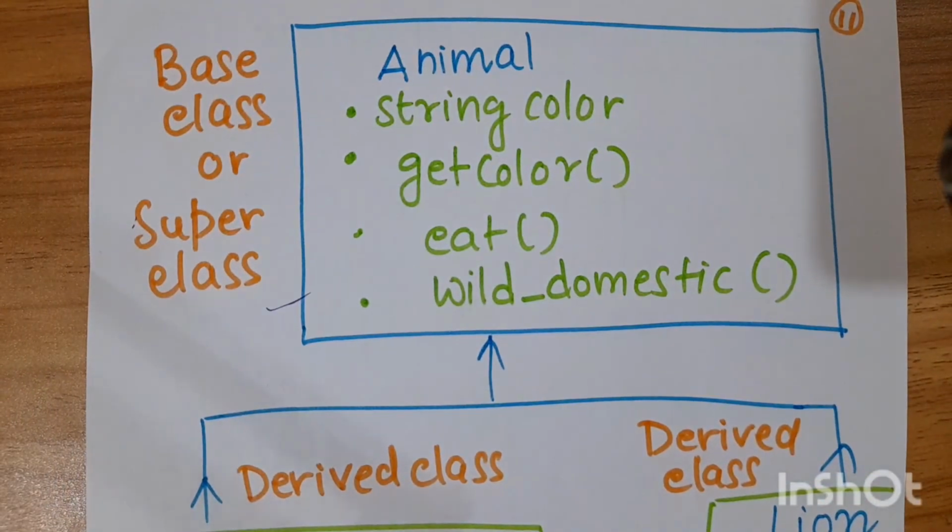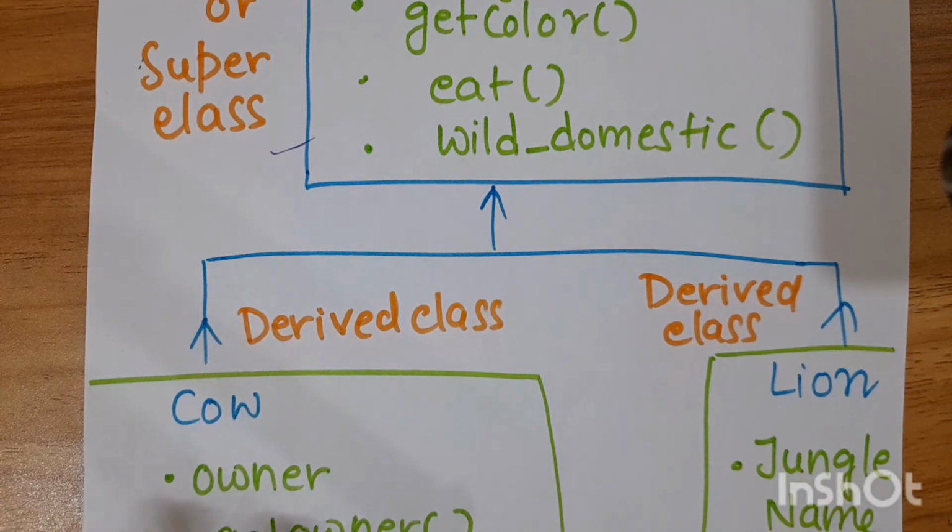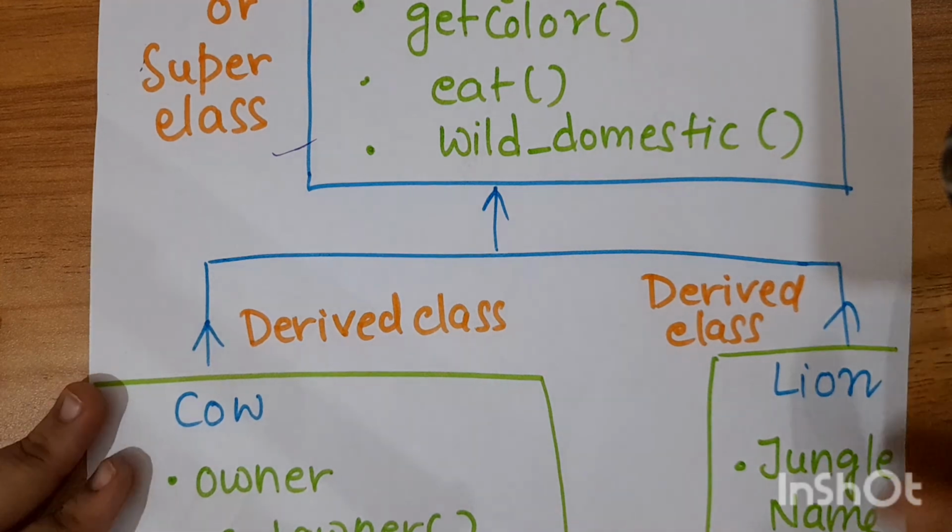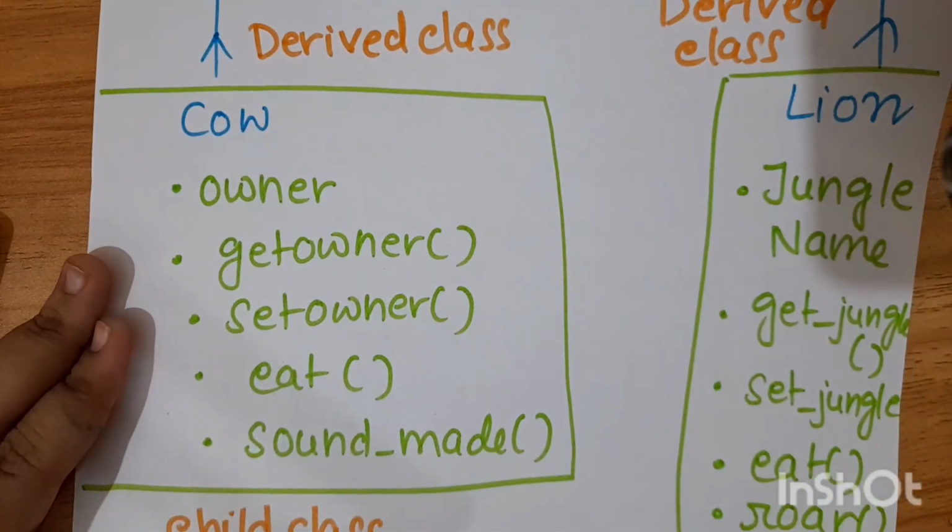So this animal class is the base class, and cow and lion are its derived classes, which will have all the properties of the animal class and all the methods of the animal class, but apart from that they will have their own properties and own functions.